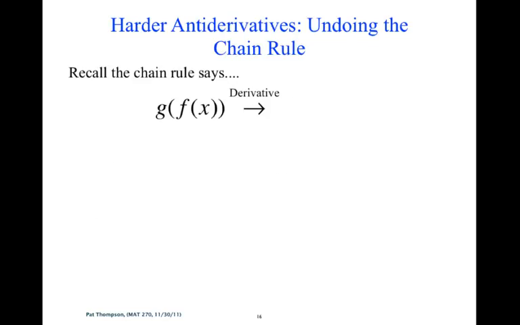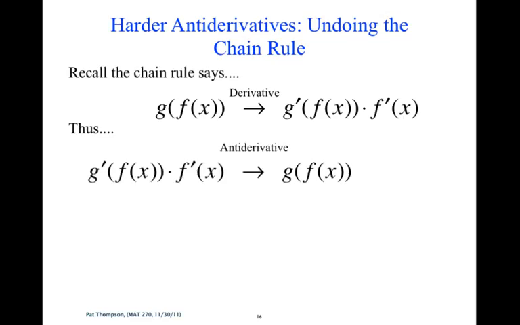So the chain rule says that if you have g of f of x, the derivative is the rate of change of the exterior, keeping the interior as it is, times the rate of change of the interior. We just did 3 examples of that, right? Therefore, the antiderivative is going to be something like this. You're going to have that product of functions, and you're going to collapse it back into the one term, right?